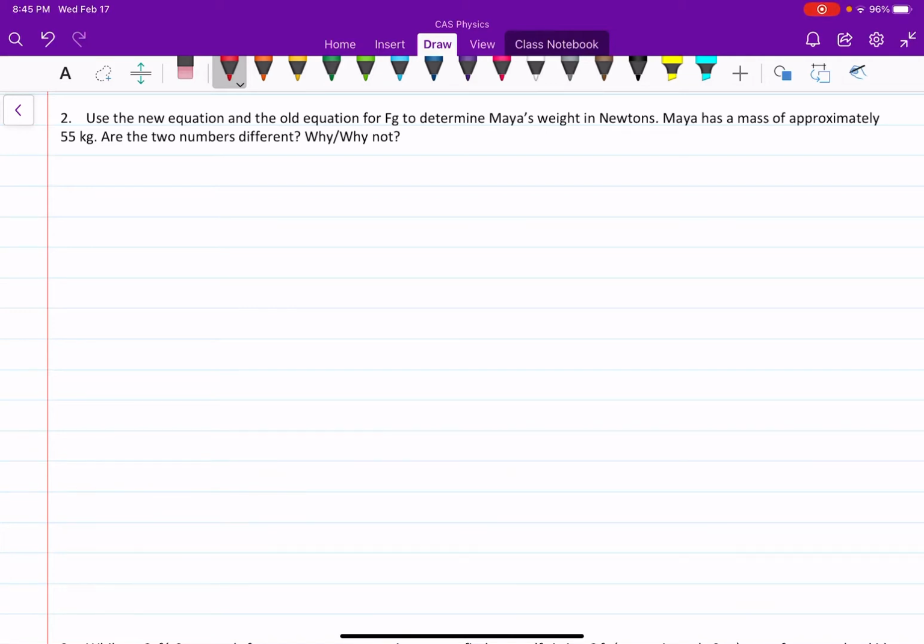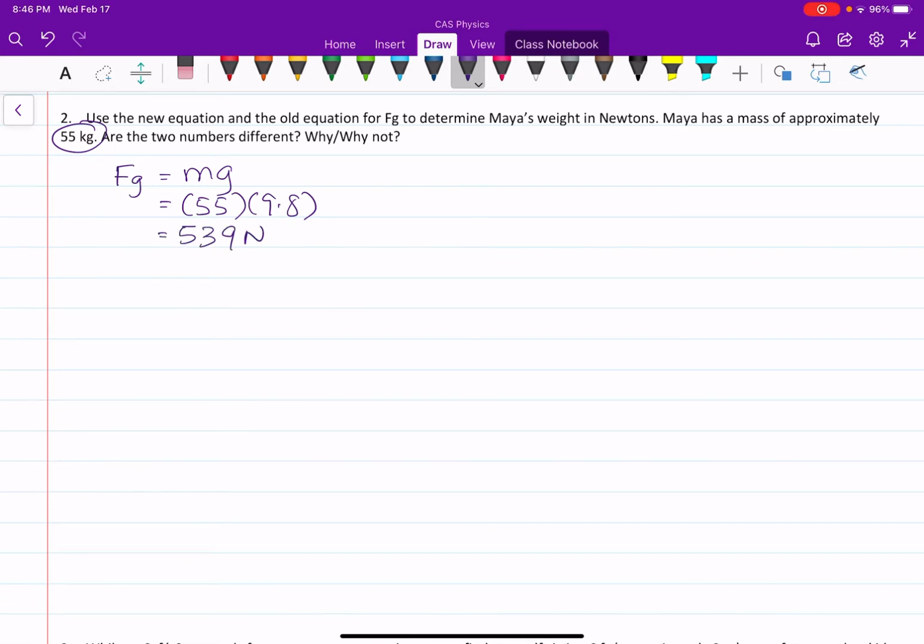After doing number 1, number 2 is a little bit redundant, but let's just go through the motions here. If we're using my mass of 55 kilograms, then my force of gravity using the old equation is mg, which is 55 times 9.8, which is, plugging it in, 539 newtons.